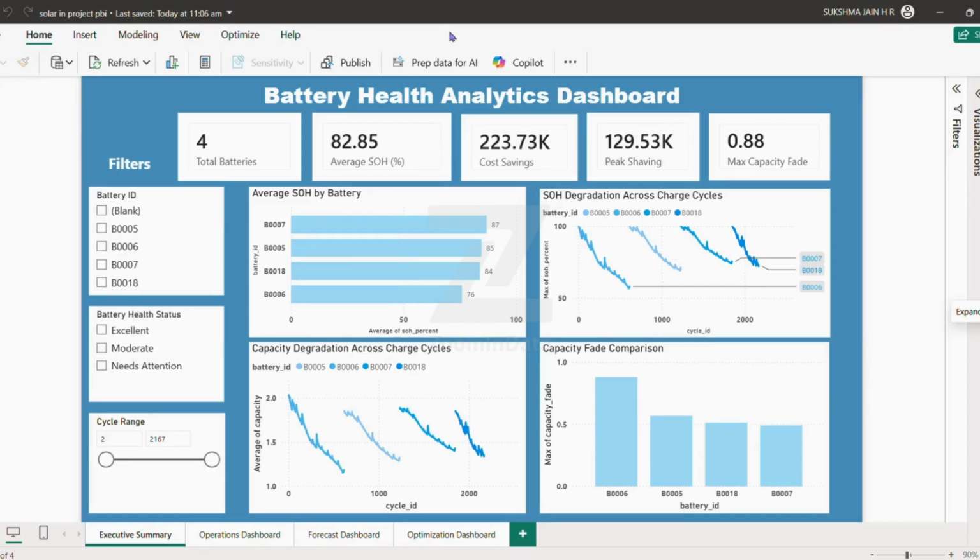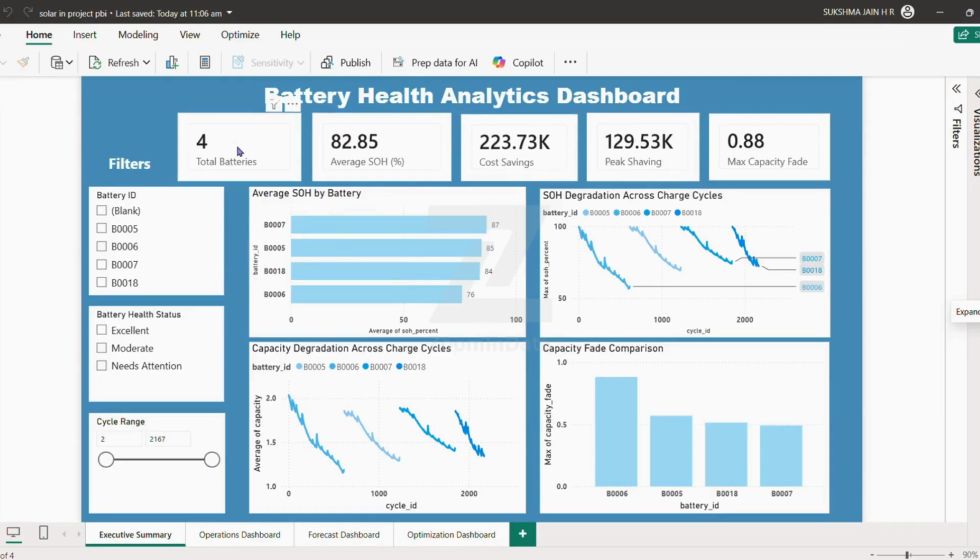The dashboard consists of 4 pages that help monitor battery performance, predict battery life, and support energy management decisions. Here is page 1, the executive summary. The first page is the executive summary dashboard. It provides a high-level overview of the overall battery system and its performance.